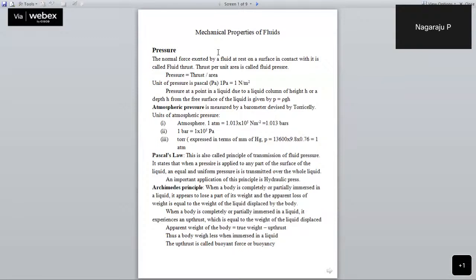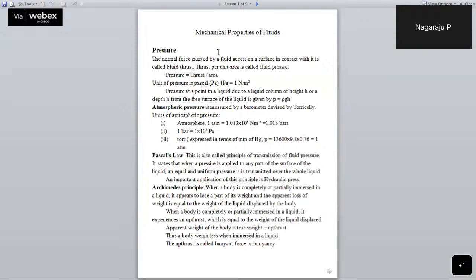And how about the unit of pressure? I have already told you that pressure is nothing but the force by area. Force is measured in Newton and the area is measured in meter square, and therefore the unit of pressure is Newton per meter square, or we can even write it as Newton meter minus 2. That is also called Pascal, and the symbol used is Pa. That's what you can see there on the screen.